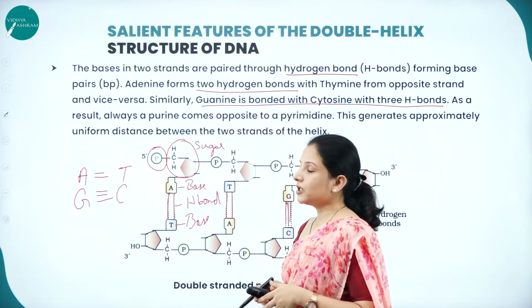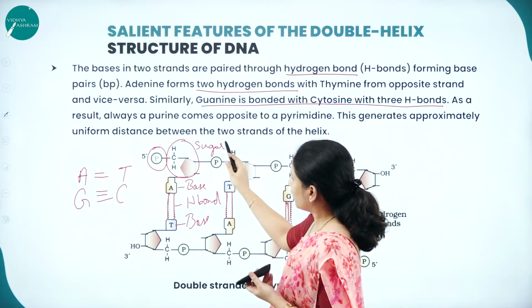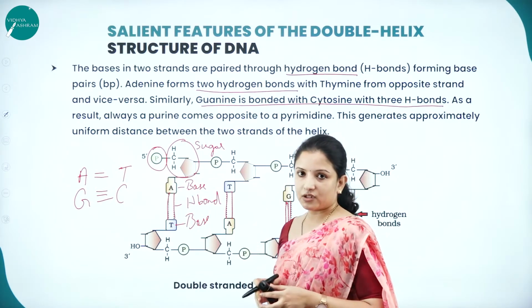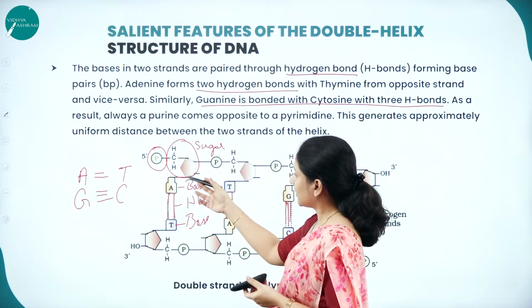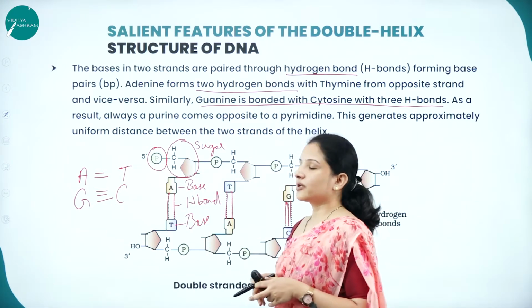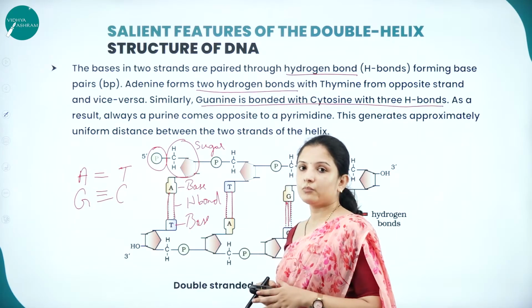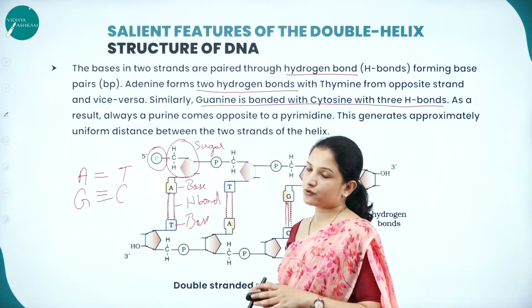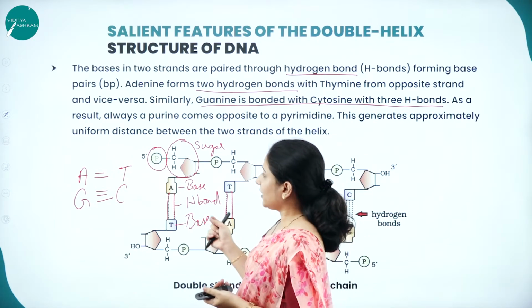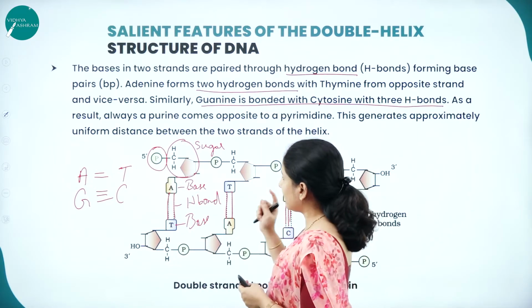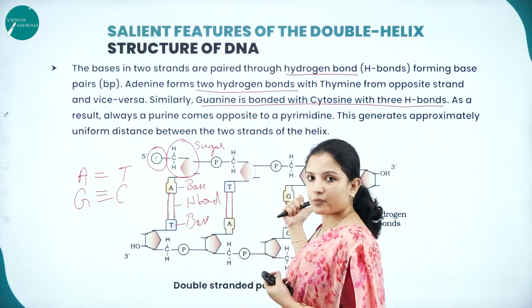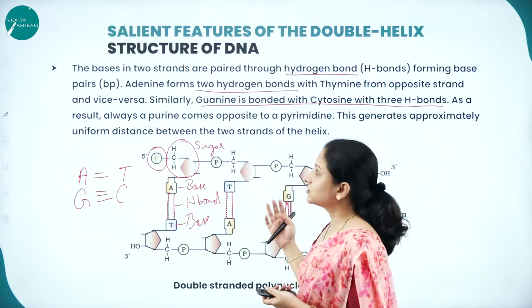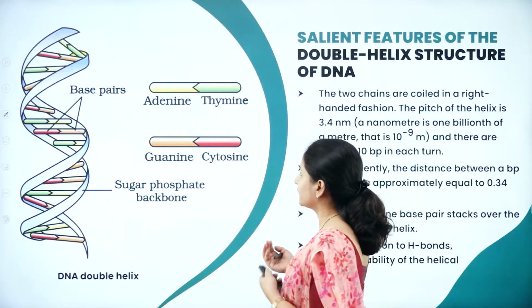So, what is it made up of? The backbone of the DNA is made up of a sugar and a phosphate group, and towards the inside of the DNA, the nitrogenous bases are present complementing the 2 strands, wherein adenine is held to thymine by a double hydrogen bond, and guanine is held to cytosine by a triple hydrogen bond. And always the DNA has a polarity because one strand is from the 5' end to the 3' end, and the other strand is from the 3' end to the 5' end. So, this is about the salient features of the structure of the DNA.